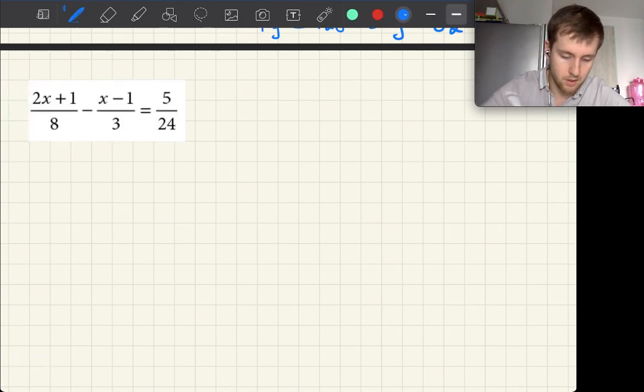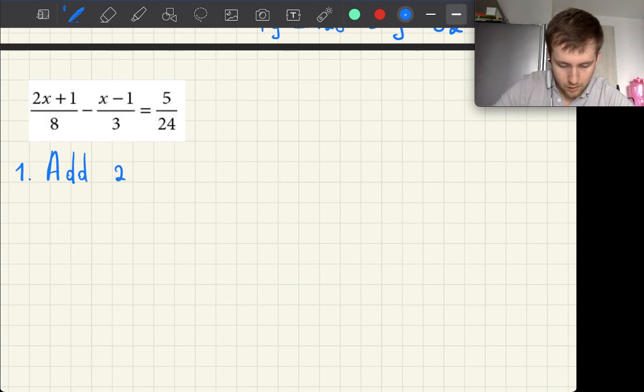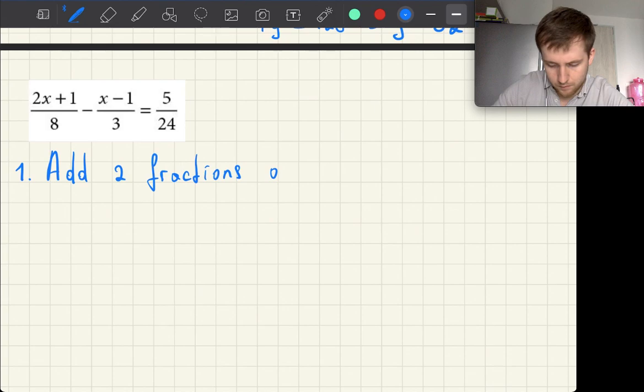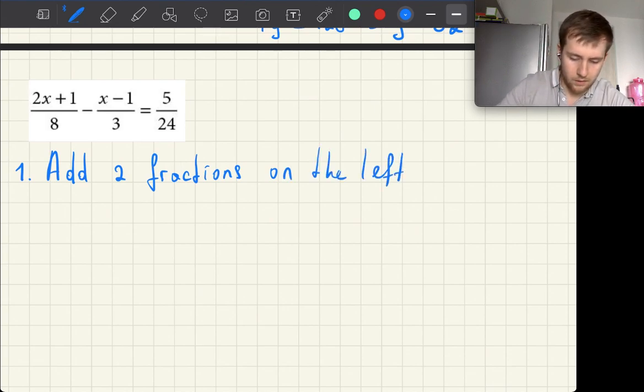So the first step would be to add the two fractions on the left. We find a common denominator, of course, like we always do. Here the common denominator is going to be 24, for 8 and 3. So we multiply this part by 3, and this part by 8.